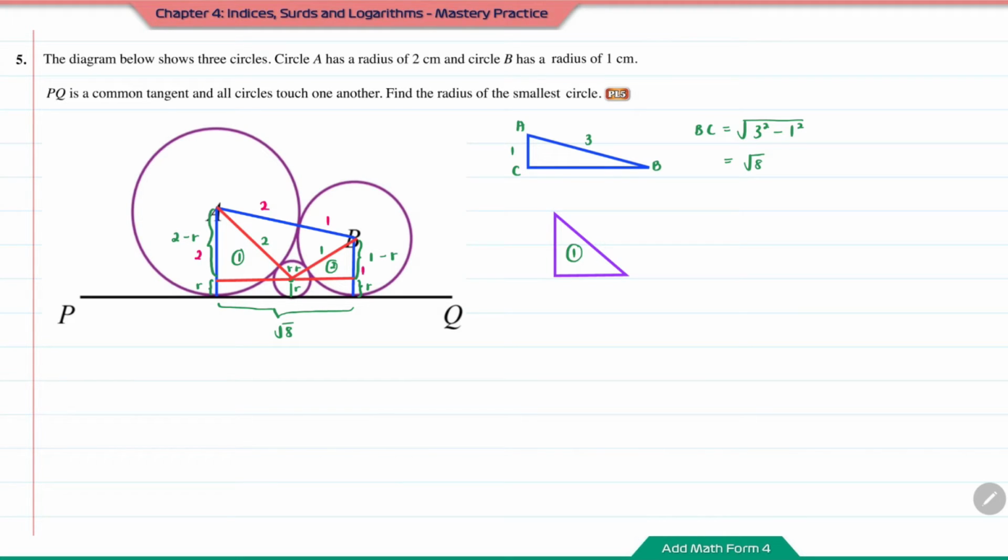So this is the diagram of the right angle triangle number 1. So the hypotenuse here is going to be 2 plus r. And the length here is going to be 2 minus r. Therefore, the length of these sides, using the Pythagoras theorem, is going to be the square root of the hypotenuse, which is (2 plus r) squared, minus (2 minus r) squared.